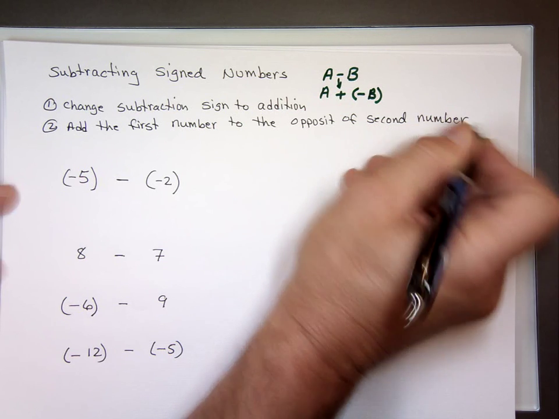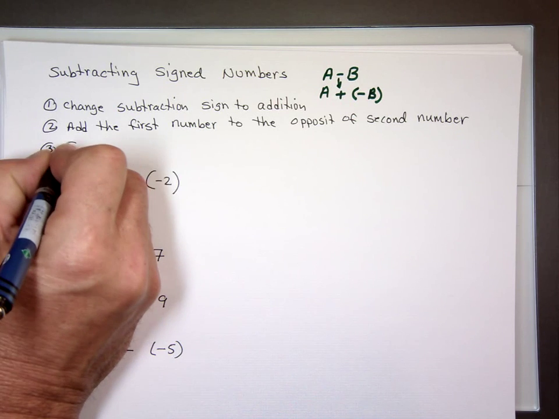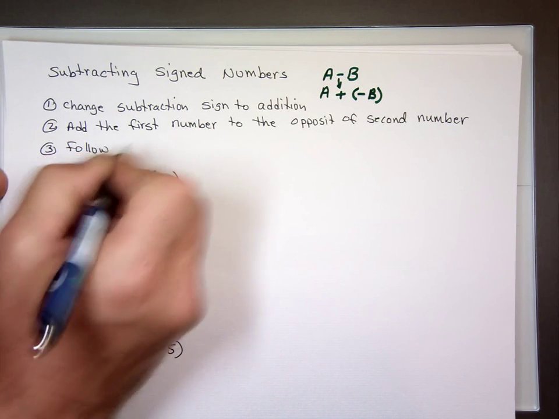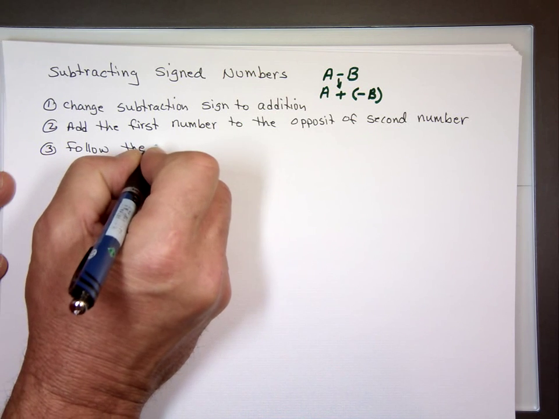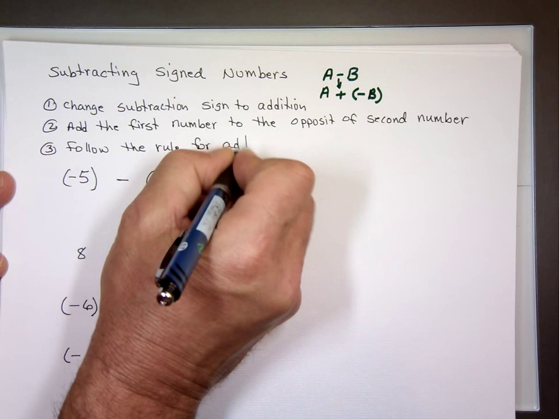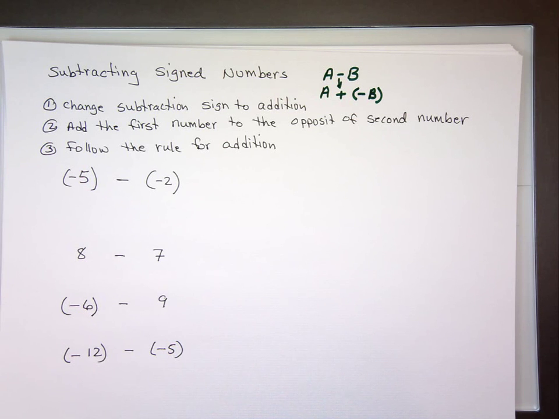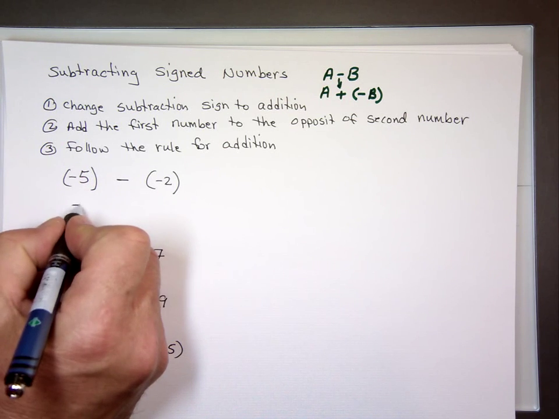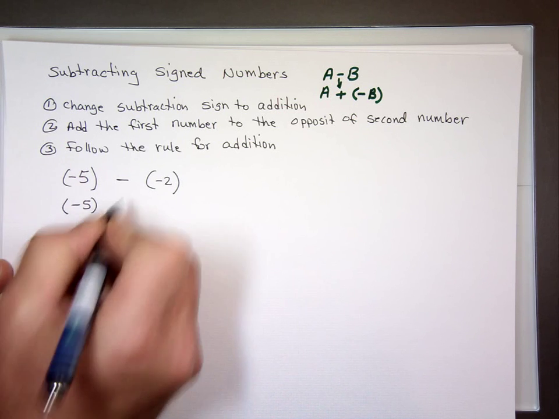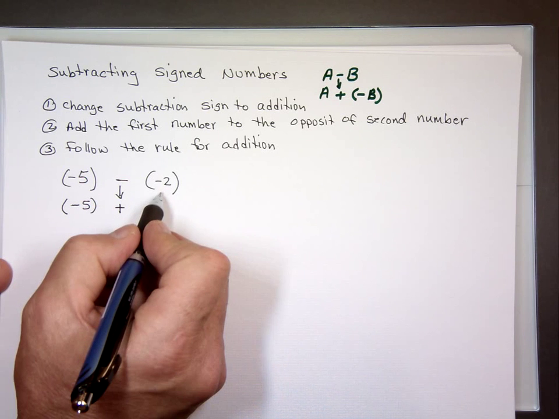So you apply the same rule for addition. I'm not giving you a new rule here. Follow the rule for additions. There are no new rules. So again, what I said is we're going to change the subtraction to addition. The first number stays the same. We don't touch that. We take the subtraction, make it addition, and we take the opposite of that number.